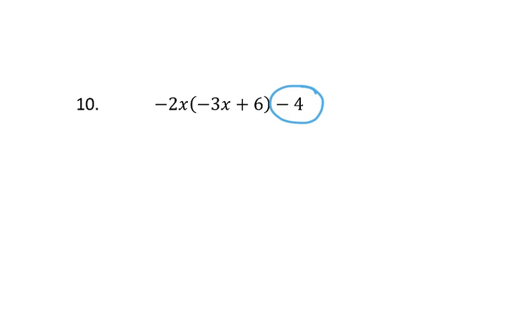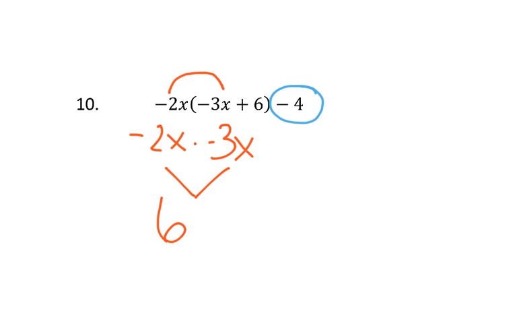We don't need it yet, so we're just going to ignore it for a few moments. So let's start with the beginning. Negative 2x times negative 3x. Let's start there and get that combined so we're not too overwhelmed. I'm going to bring that down, and what is a negative 2x times a negative 3x? So first, negative 2 times negative 3 is a positive 6. x times x is an x squared.